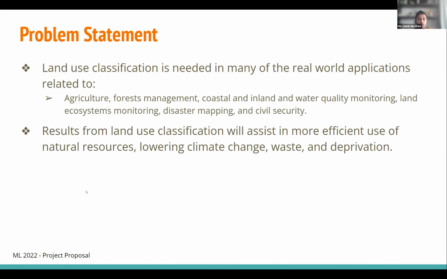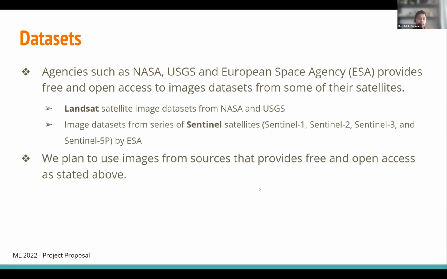Hopefully this will be helpful for real-life challenges in the domains of agriculture, forest management, coastal and inland water quality monitoring, or land ecosystem monitoring. We think this type of project might help in the efficient use of natural resources and lowering climate change, waste, and degradation. So that is our very basic problem statement. We are going to identify classes of land like river, forest, industrial area, or residential area. Then Anjana will talk about the dataset, although we have not fixed it.